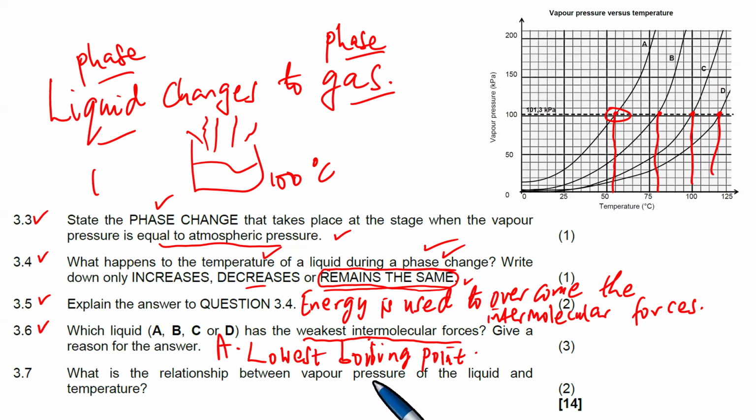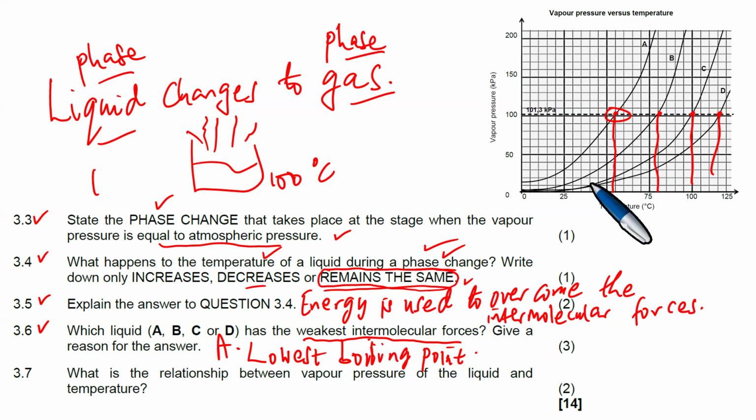How do we see that it has the lowest boiling point? We said that boiling point is the temperature at which vapor pressure is equal to the atmospheric pressure. And the atmospheric pressure is 101.3, and you can see the equality first at A at the least amount of temperature. The temperature is about 55 degrees Celsius, which is the lowest. The lowest boiling point means the weakest forces.